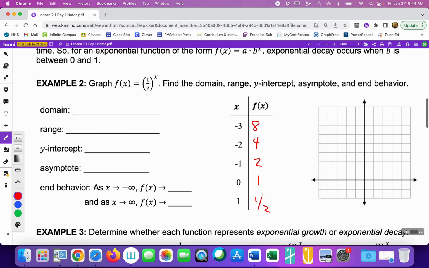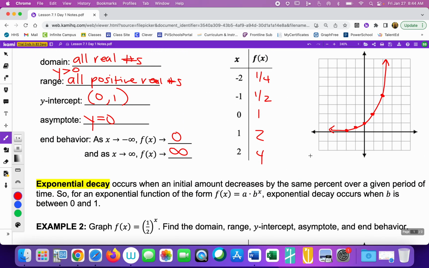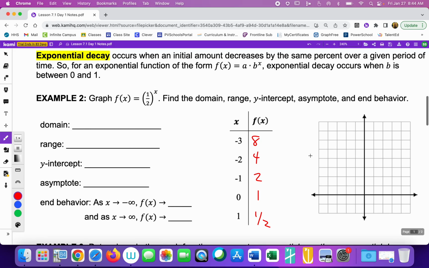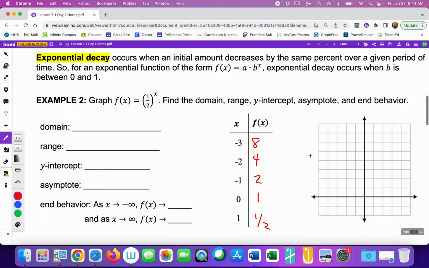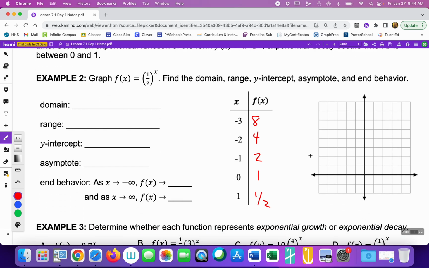So the positive one on this one had a 1/2. The negative one had a 1/2. 0, 1's the same. -1, 2, +1, 1/2, -2, 4, +2, 1/4. So the reciprocal of 1/2, the points are just reversed in the y column. All right. Plot those. They have a similar shape. Five points on these is pretty standard practice for your graphs.